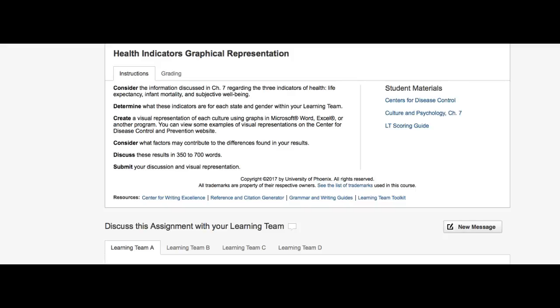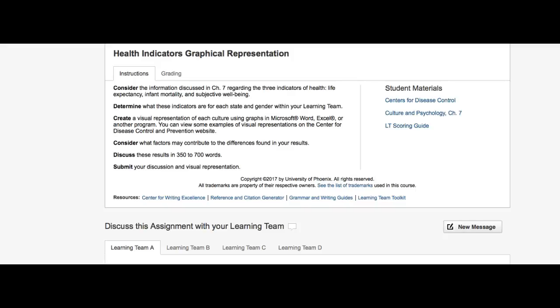Then you're going to create a visual representation using a graph. Now, the most common way to do that is a bar graph, where you'll show the states within your team on life expectancy, and then do another bar graph where you show the states within your team on infant mortality, and then do a third graph for subjective well-being.